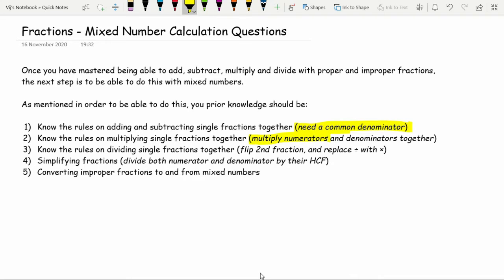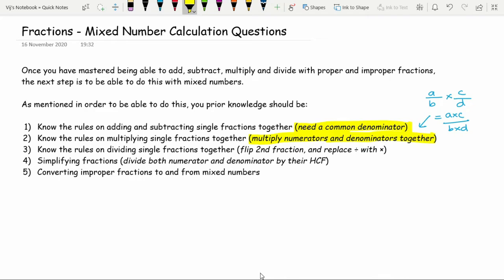When you're multiplying single fractions together, the only thing you need to do is multiply the numerators together and then multiply the denominators together. So for multiplying, you've got A over B times C over D, and what that becomes is A times C over B times D. You multiply the two numerators together and that's your new numerator, then you multiply your two denominators together and that gives you your new denominator, and then you can simplify if it's possible.